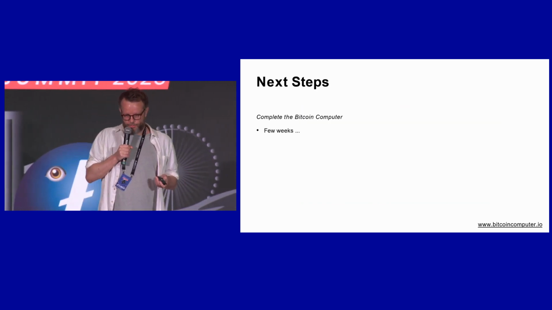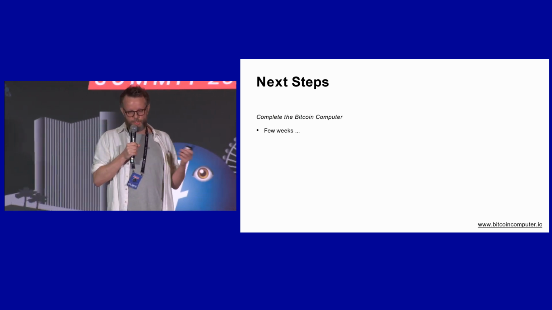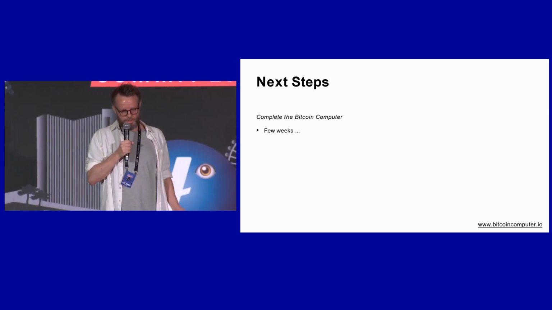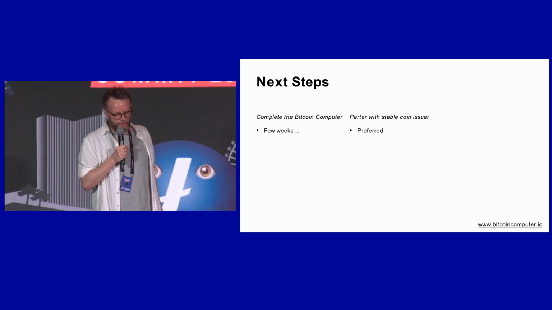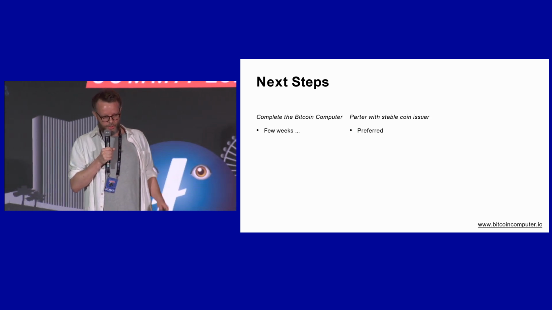So now the next steps, what we have to do is we have to sort of complete the Bitcoin computer. It's not a lot of stuff. We've built all the parts. We just have to shuffle it around a little bit, so I think we can get that done in a few weeks. Then what we have to do is we have to partner with a stablecoin issuer, right, which is kind of the preferred way of action.